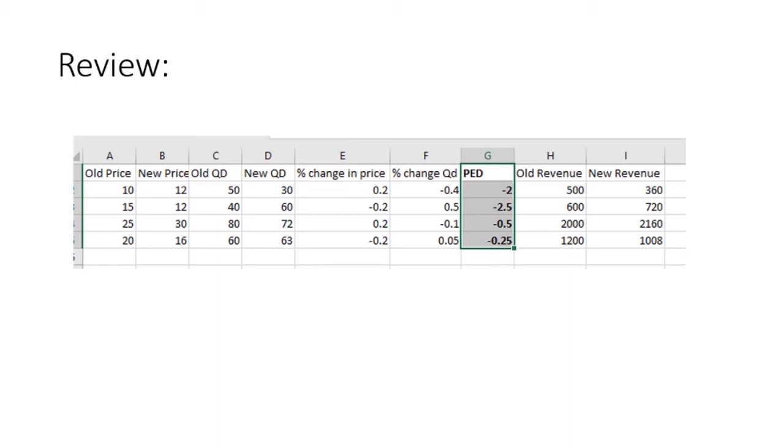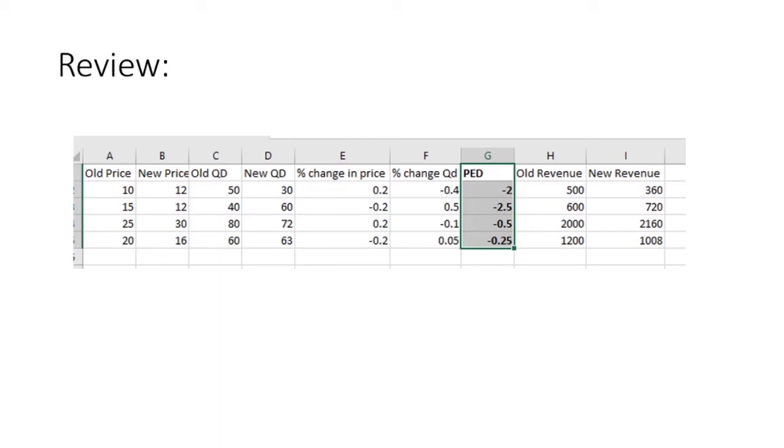And finally, with question 4, the PED value is -0.25. This makes it inelastic. The old revenue was £1,200. The new revenue is £1,008. That's a decrease in revenue, which is what we'd expect because we have decreased our price. The product is inelastic. Quantity demanded is not responsive to changes in price.